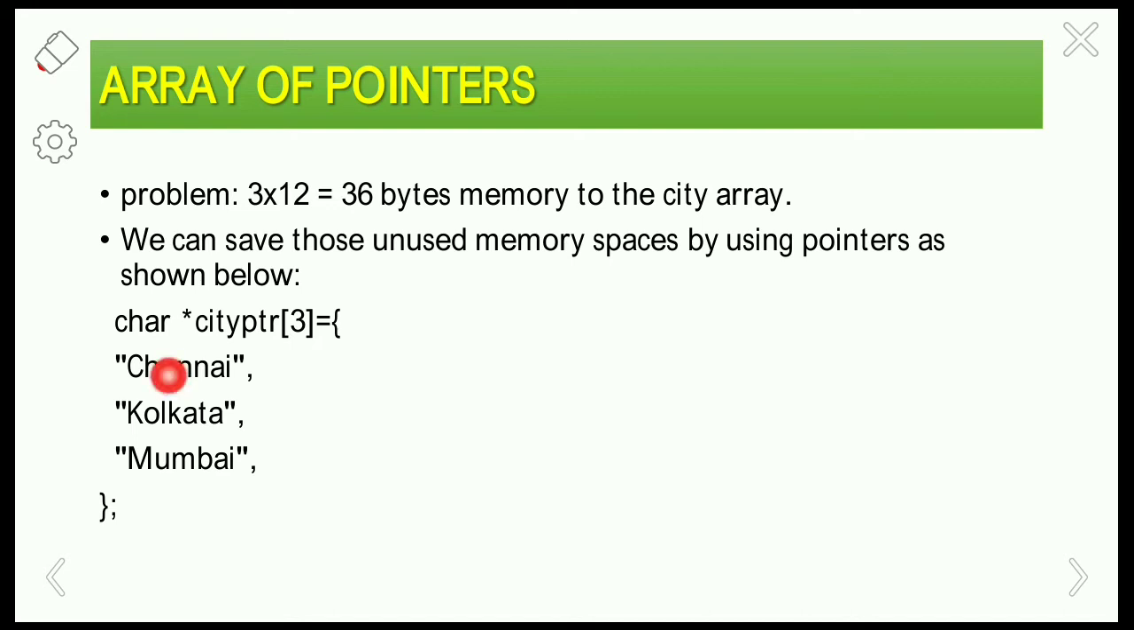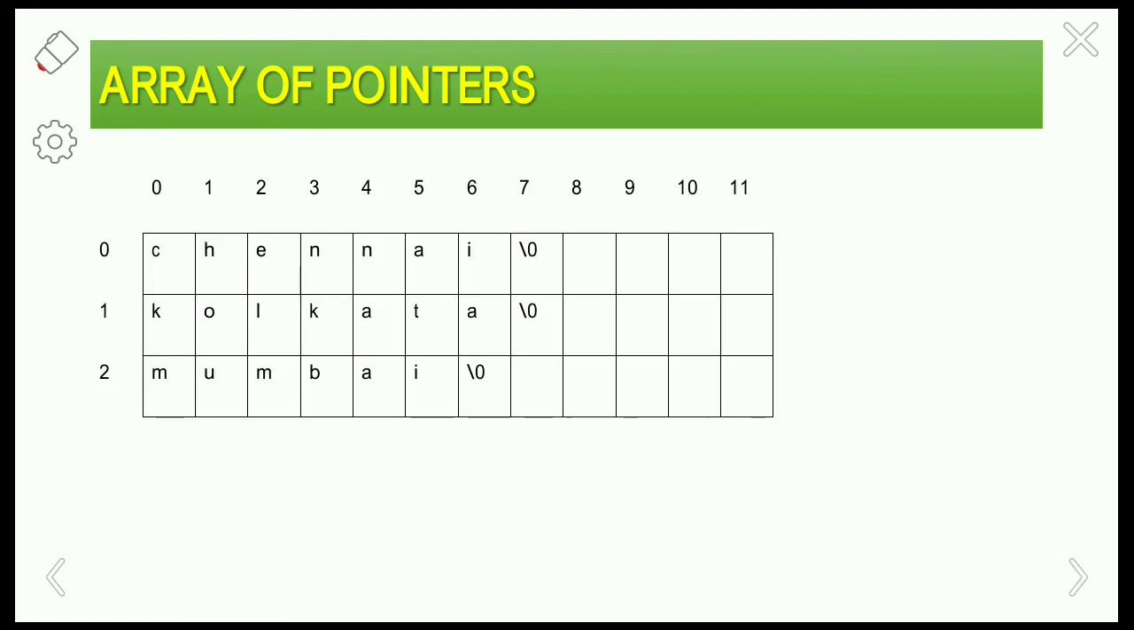So char star city[3], because we are inserting 3 rows in the table, so we take 3 as the value. Chennai, Kolkata and Mumbai we are going to insert in the table. It will be inserted in this format. I am taking 3 by 12, so 3 rows and 12 columns. That is a total of 36 bytes of space allocated here, and we can store 36 characters in this particular table.